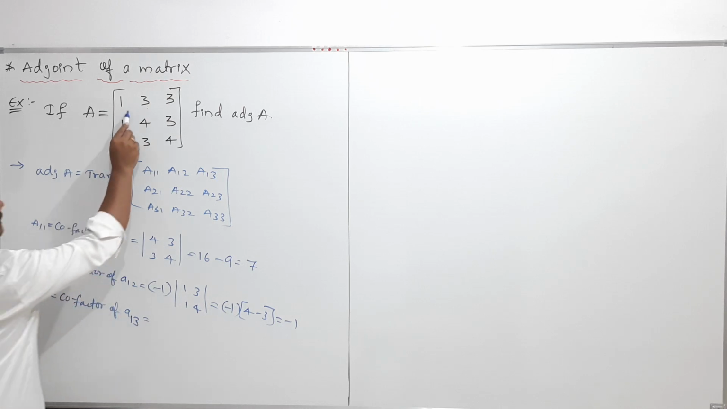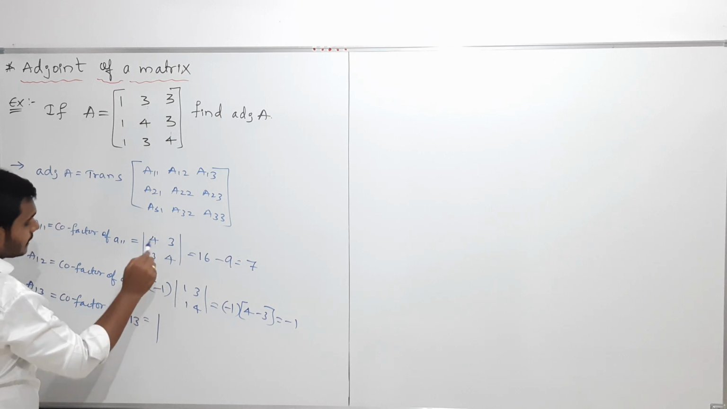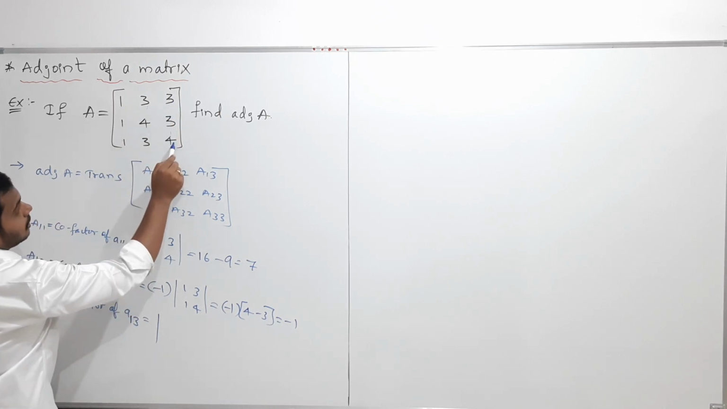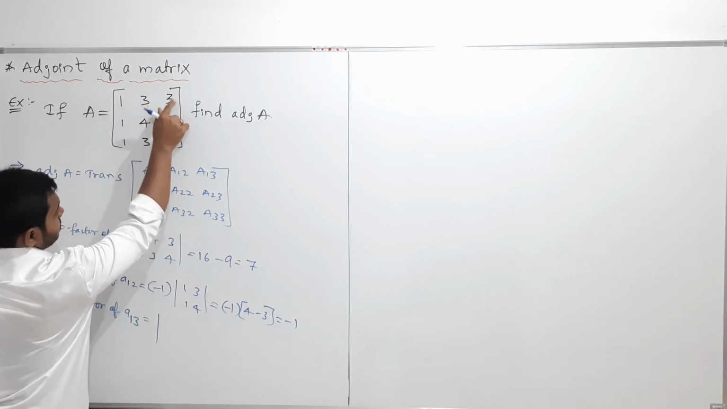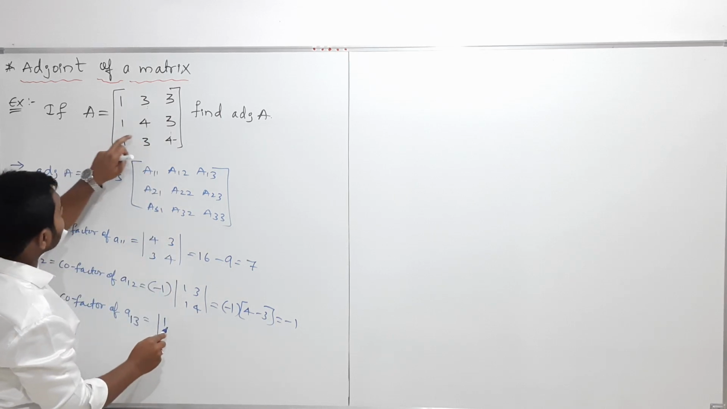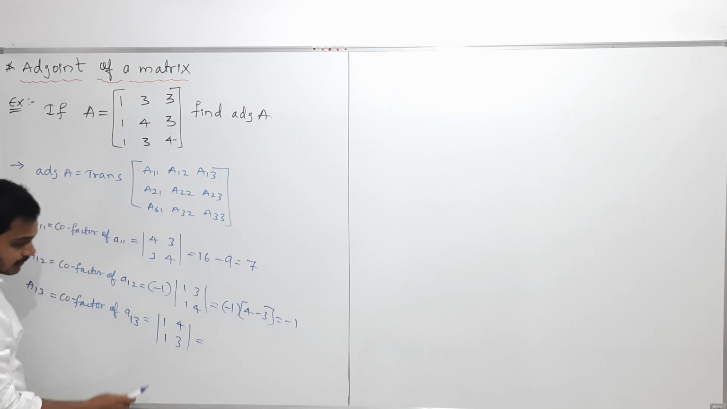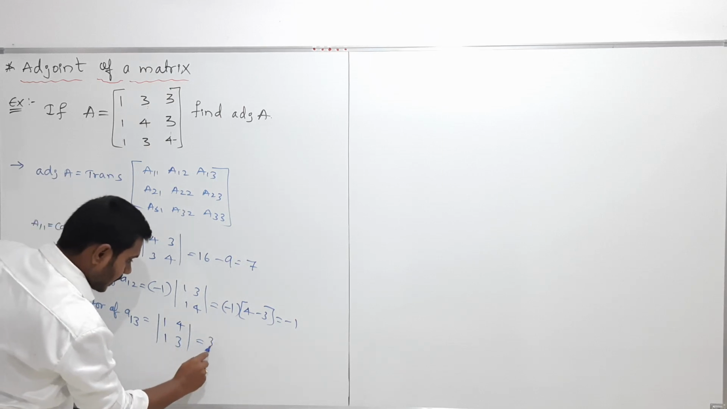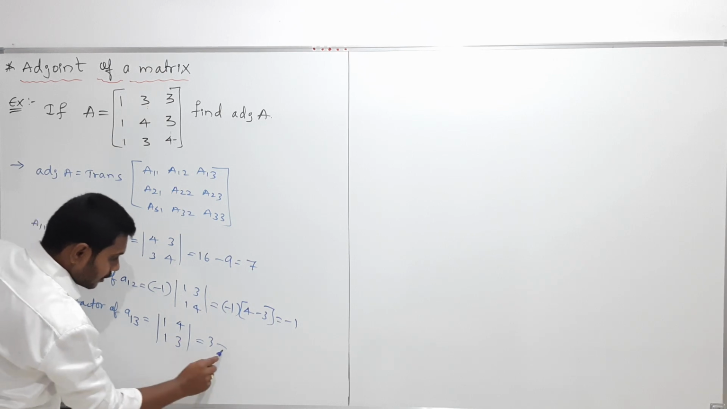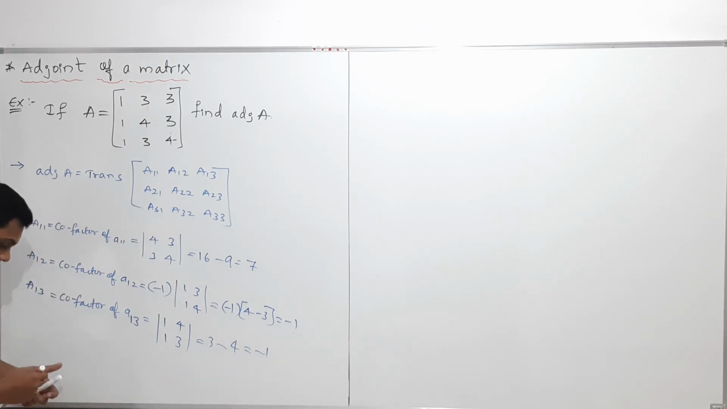How to calculate a minor? Leave this row and this column. I should delete this row and this column. If you delete them, find out the determinant of the remaining elements. So 1, 4, 1, 3. So this is equal to 3 ones are 3, minus 1 into 4 is minus 4. So 3 minus 4 is minus 1.